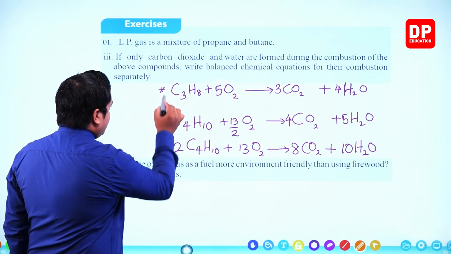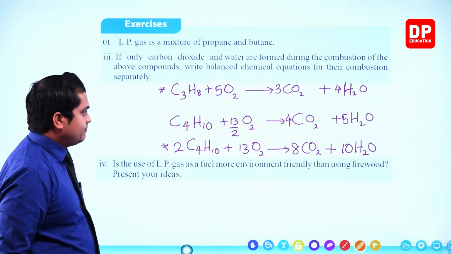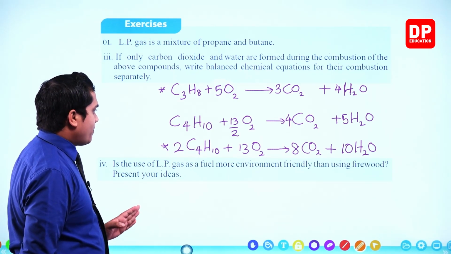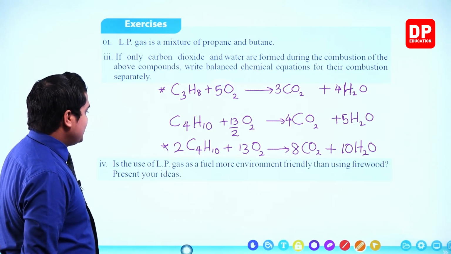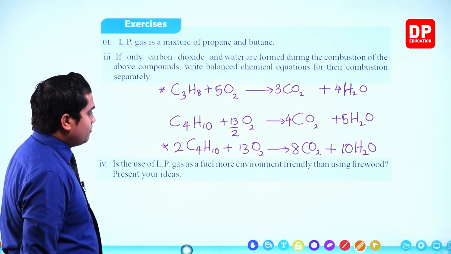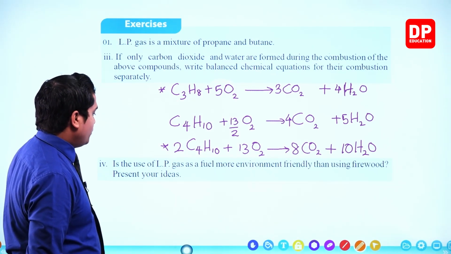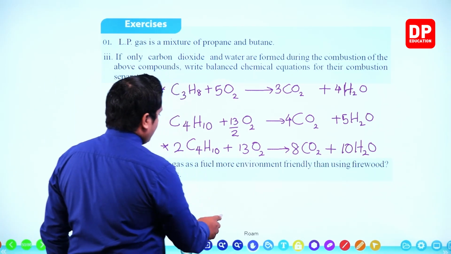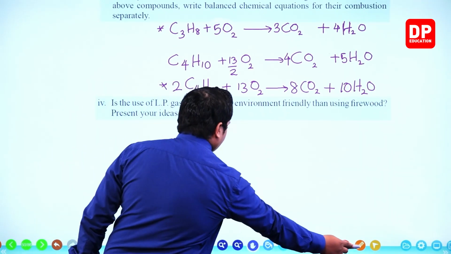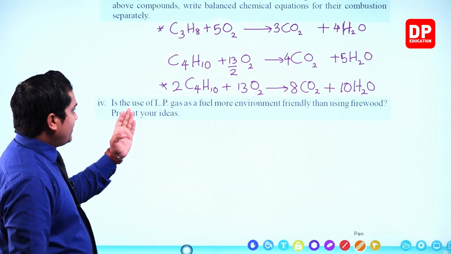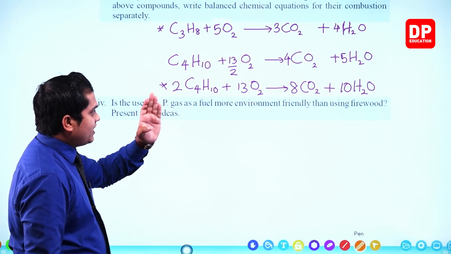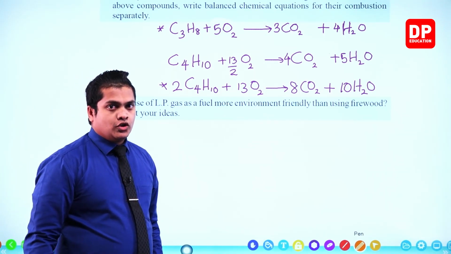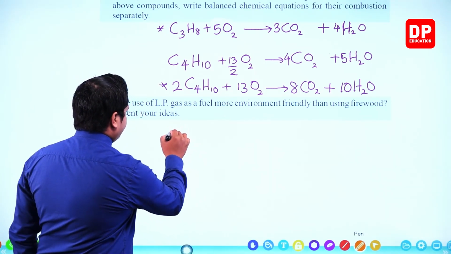So these are the two balanced chemical reactions for the combustion of butane and propane. Then the next one. Is the use of LP gas as a fuel more environment friendly than using firewood? Present your ideas. So the question is asking, is the use of LP gas as a fuel more environment friendly than using firewood? Present your ideas. No. Why is that?